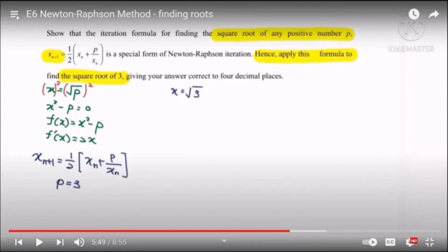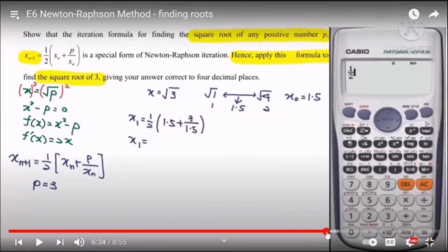Faham? Square root of 3, maksudnya P kita adalah 3 lah. Square root of 3. P kita adalah 3. So, saya nak ganti. Okay, saya nak ganti. Boleh kot? Saya ganti. 1.5. So, harap you faham kenapa saya ambil 1.5. Sebab square root of 3, betul tak? Di antara square root of 1 until square root of 4. That's why dia di antara 1 dengan 2, saya ambil 1.5 lah. Saya ganti. Okay, saya ganti.